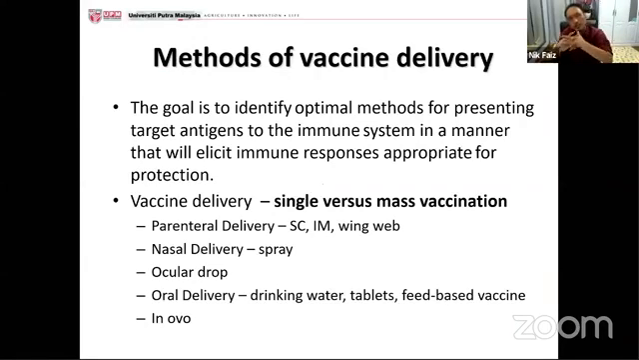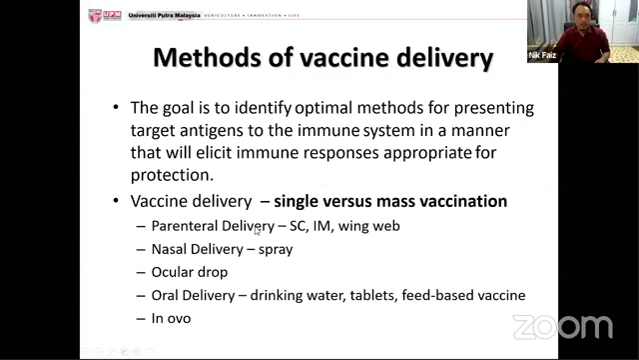Next, when it comes to vaccine technology, is the technology of vaccine delivery. The goal of vaccine delivery technology is to identify optimal methods for presenting target antigens to the immune system in a manner that will elicit immune responses appropriate for protection. There are a lot of vaccine delivery methods in the poultry industry. We have single vaccinations like individual subcutaneous injection, IM injection, or wingweb injection, or mass vaccination via spray or the use of drinking water.